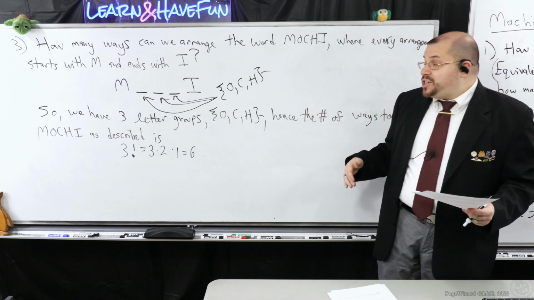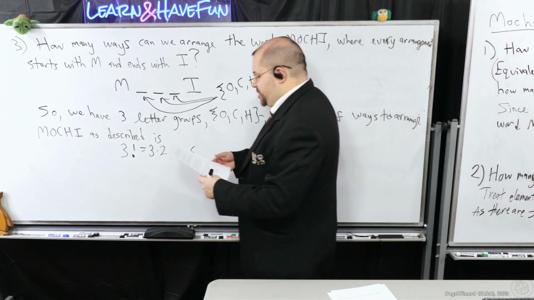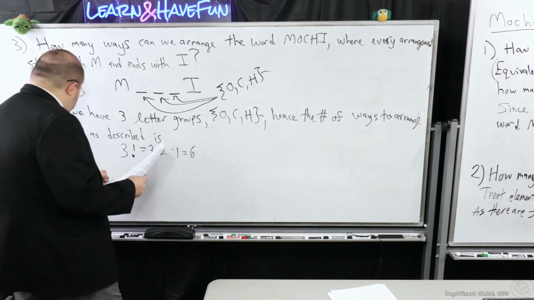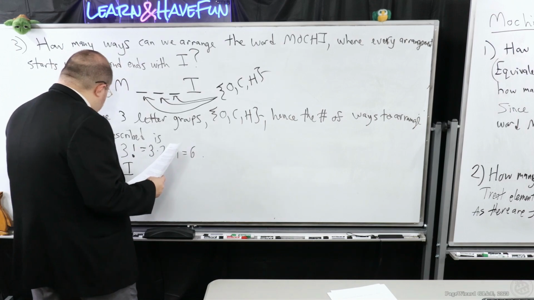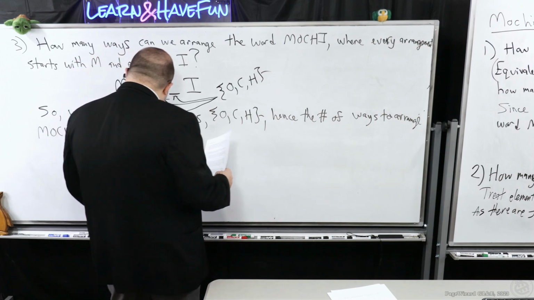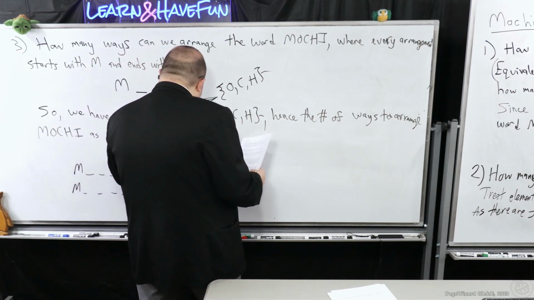Well, if you're not sure about it, I encourage you to enumerate them all or just generate all of them. So for example, there should be 6 of them. So most certainly I should be able to do this.